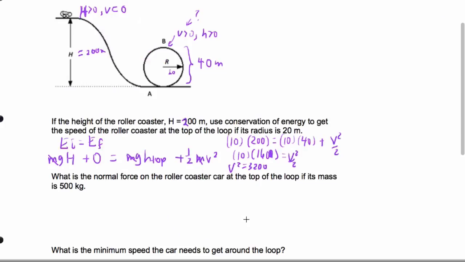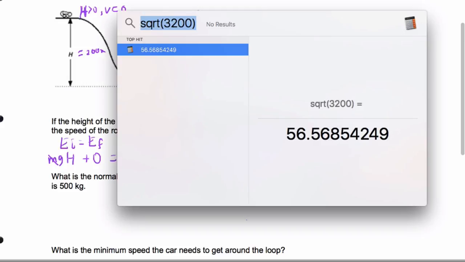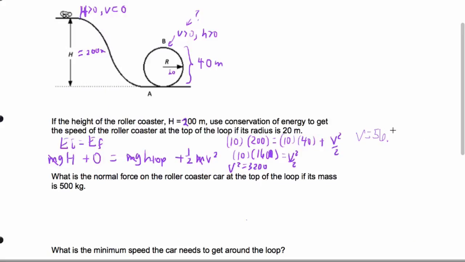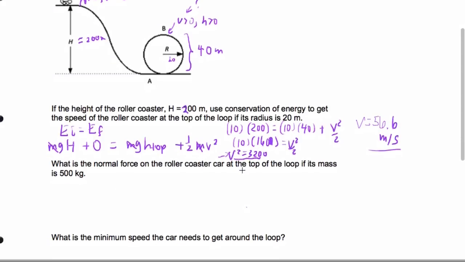we end up getting, this is really fast. Okay, let's just be clear. This roller coaster probably violates any and all safety standards and is illegal, but that's okay. So 56.6 meters per second. One thing I want to note, notice v squared is 3,200, v is 56.6 meters per second. I'm going to use this fact in the next problem.